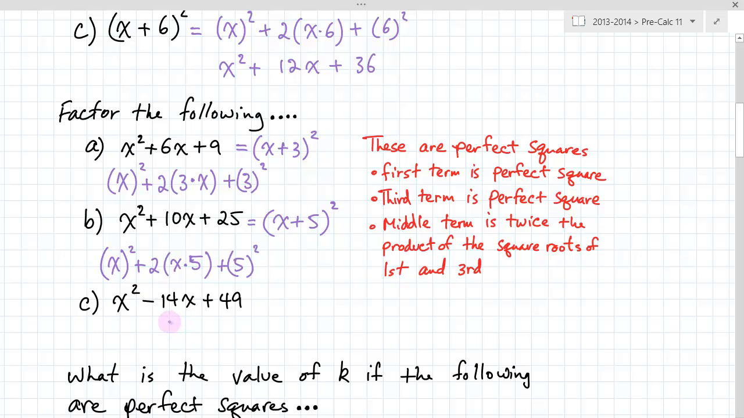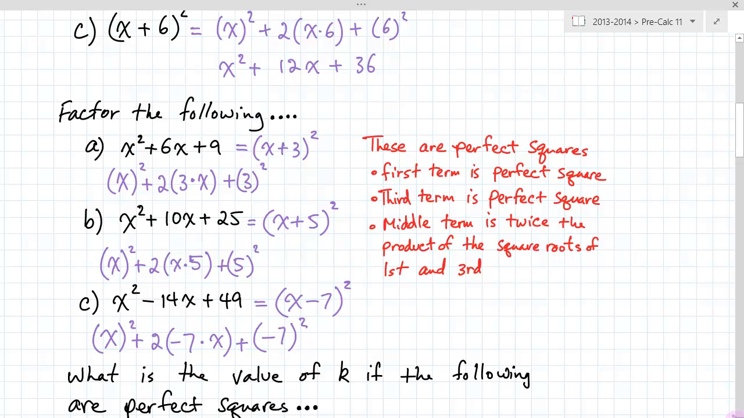Last one is a bit tricky. I can see the first one is a square. I can see the last one is a square, right? But the middle term is negative. So I'm going to write it as plus. Is it twice the product of 7 and x? Not quite, but it is twice the product of negative 7 and x, right? And negative 7 squared is also 49, right? So I can say, okay, this is x minus 7 squared. So it is a perfect square, but with a small twist. Yeah?